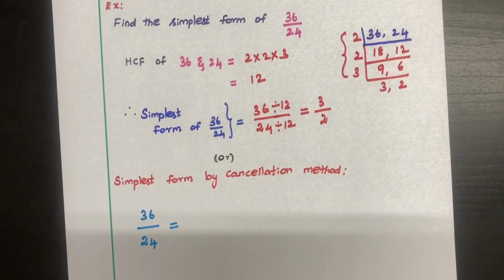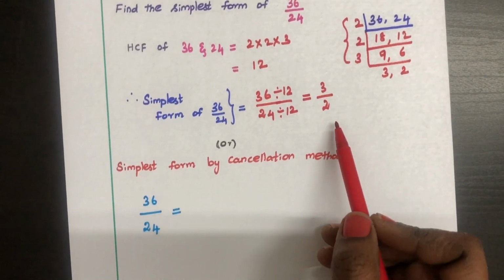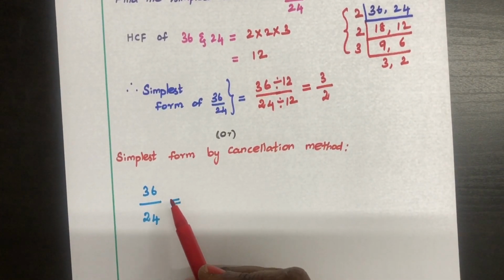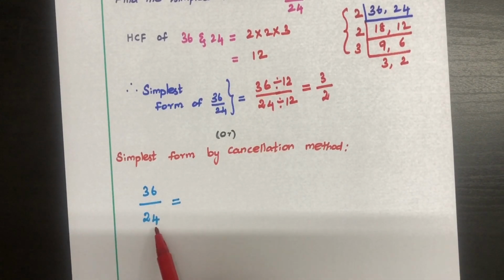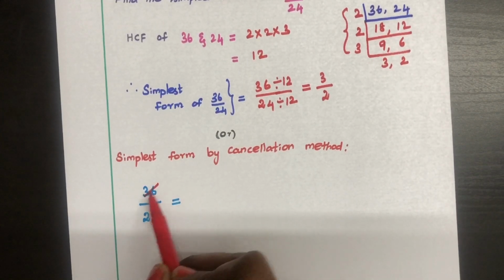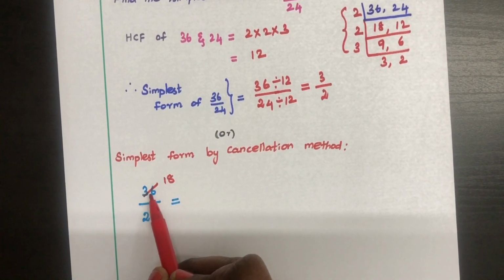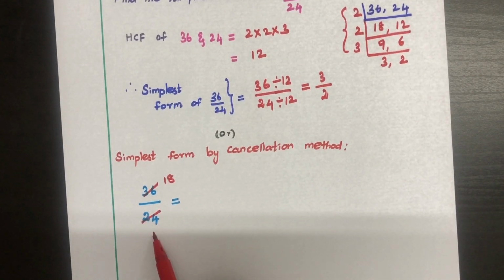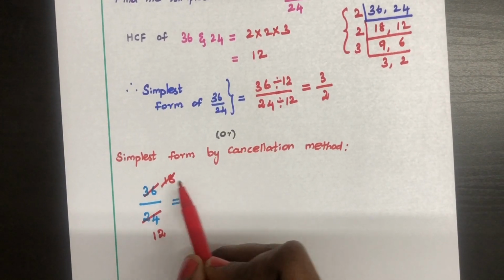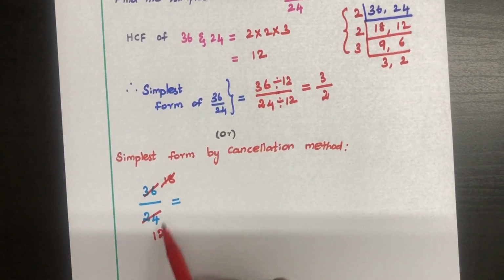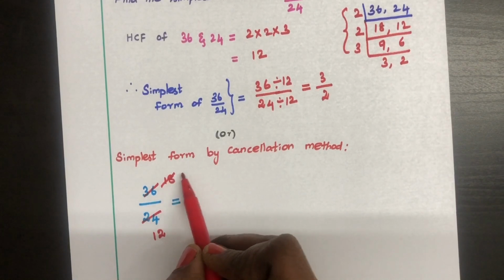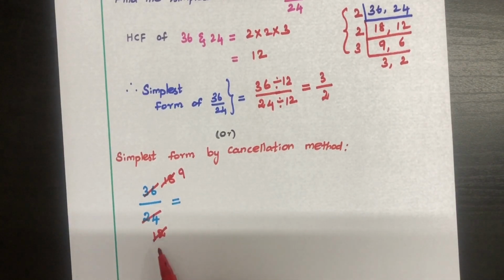Simplest form by cancellation method. We can use this method or we can use the cancellation method also. See, 36 by 24. So what is the common factor between 36 and 24? 2. So using 2 we can divide these two numbers. So 36, 18. 24, 12. Again we can cancel. Using 2 only we can divide. Common factor is 2. So how many 2's in 18? 9. How many 2's in 12? 6.